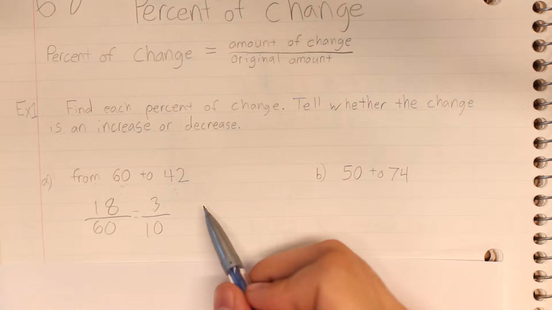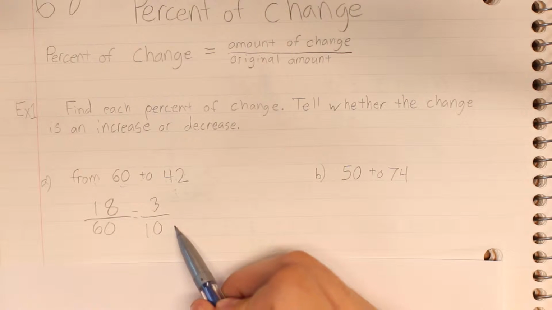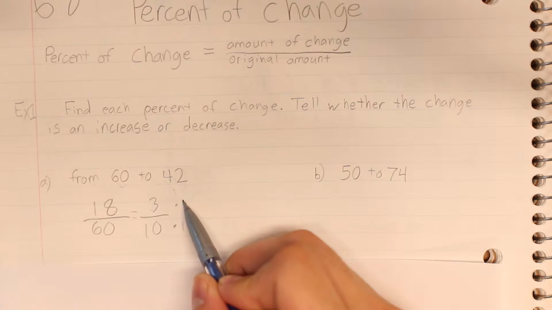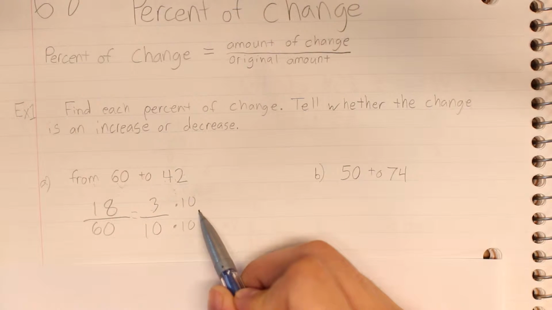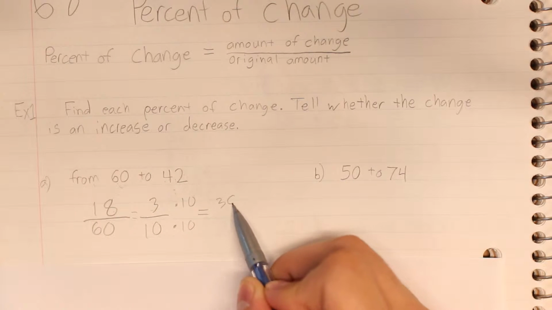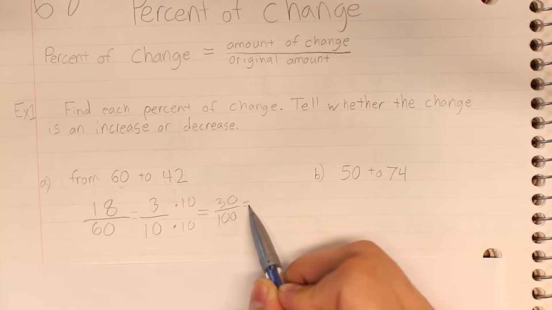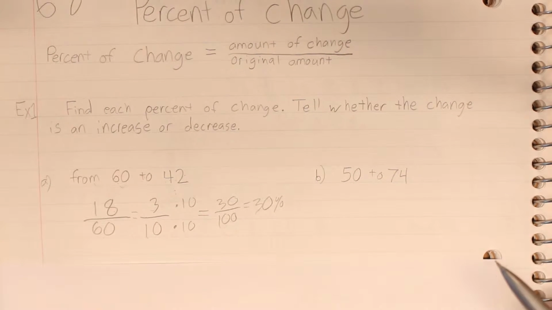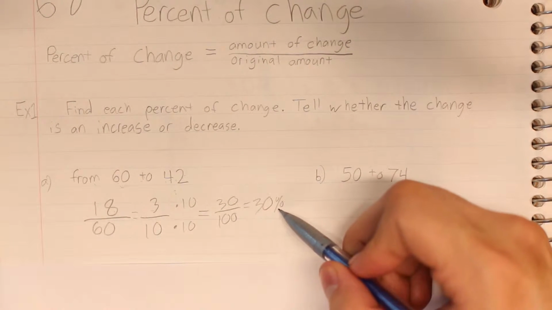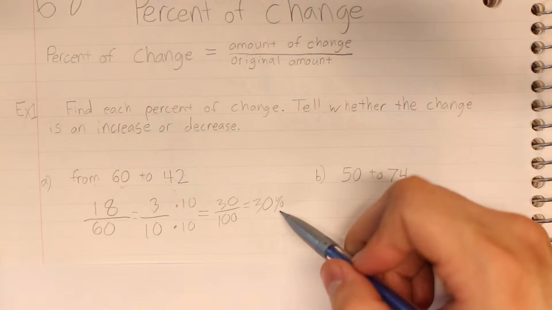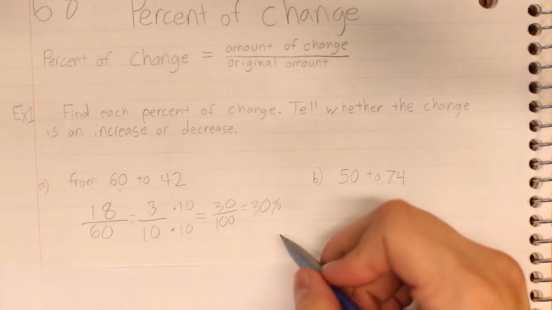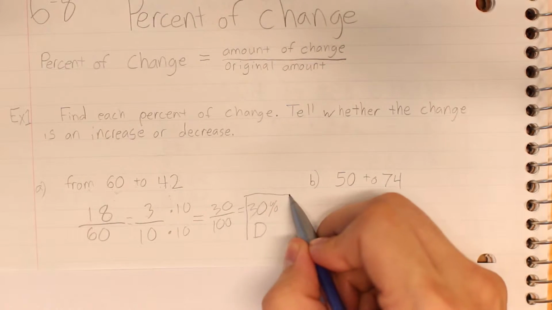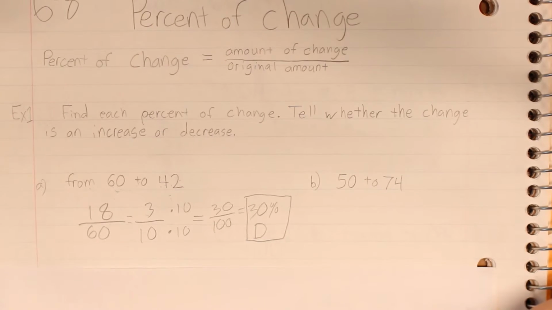If you want, you can use long division, but I know that if I times this by 10, I get 100. Anything over 100 is a percent. So this is going to be 30 over 100, which is equal to 30%. So the percent of change is 30%. There's been a 30% decrease, okay? So I'm just going to put a D right here, right underneath this, and box this in. This tells me that it's 30% and a decrease.